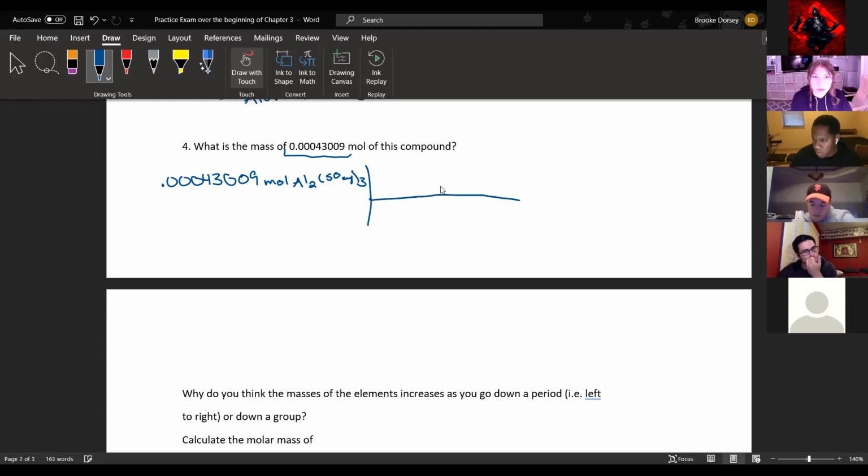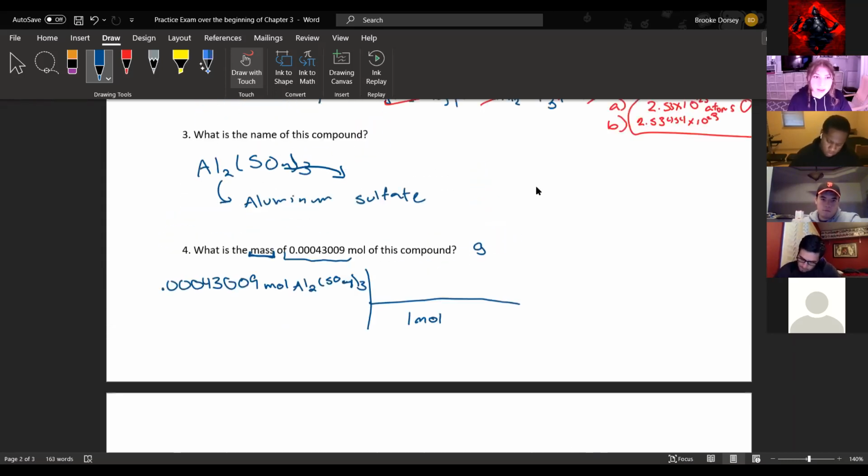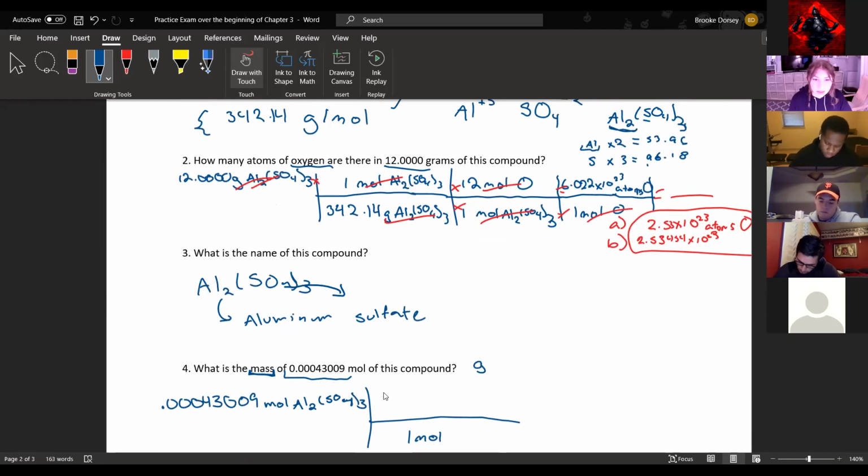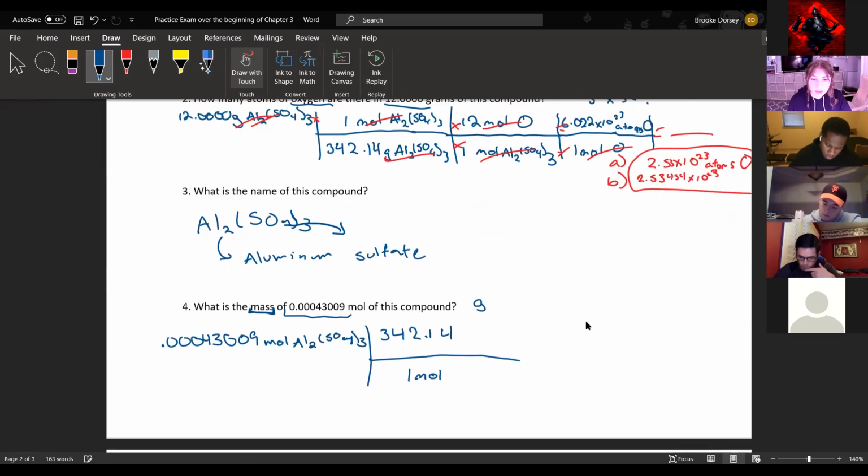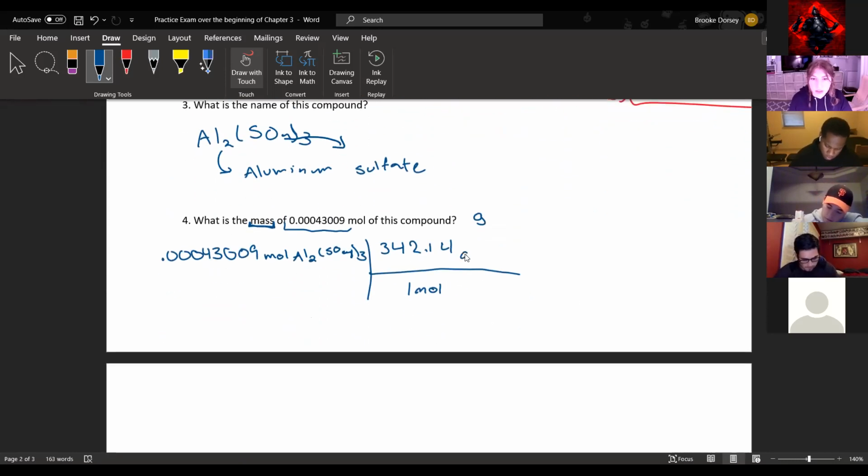Cool. So we need to get to, it's asking for mass. I'm going to assume it's in grams. If it doesn't give you a specific measure, assume that it's going to go to grams or whatever your base unit is. So how do we get from moles to grams? What do we have to do? 1 mole at the bottom and then molar mass at the top. Awesome. And we already found our molar mass all the way up here, which is 342.14. So what's that number?